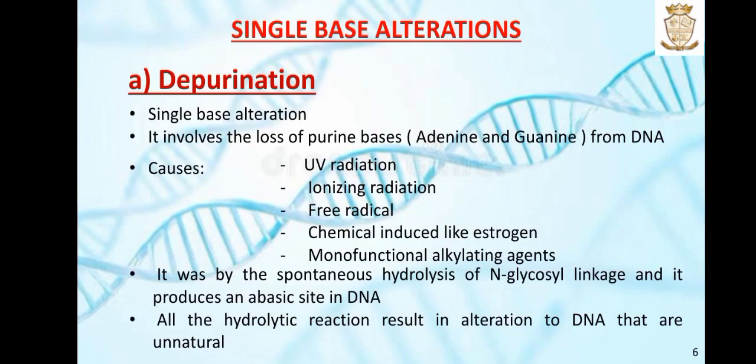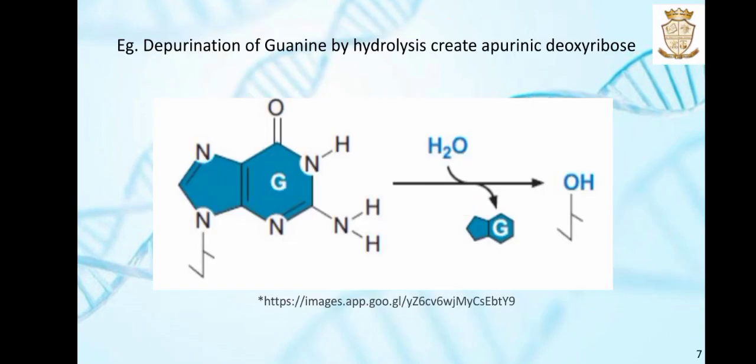Single base alterations. Depurination involves the loss of the purine bases adenine and guanine from DNA. The major causes are UV radiation, ionizing radiation, free radicals, and chemical-induced causes like estrogen and monofunctional alkylating agents. It occurs by spontaneous hydrolysis of the N-glycosyl linkage and produces an abasic site in DNA. All the hydrolytic reactions result in alterations to DNA that are unnatural. Example: depurination of guanine by hydrolysis creates apurinic deoxyribose.